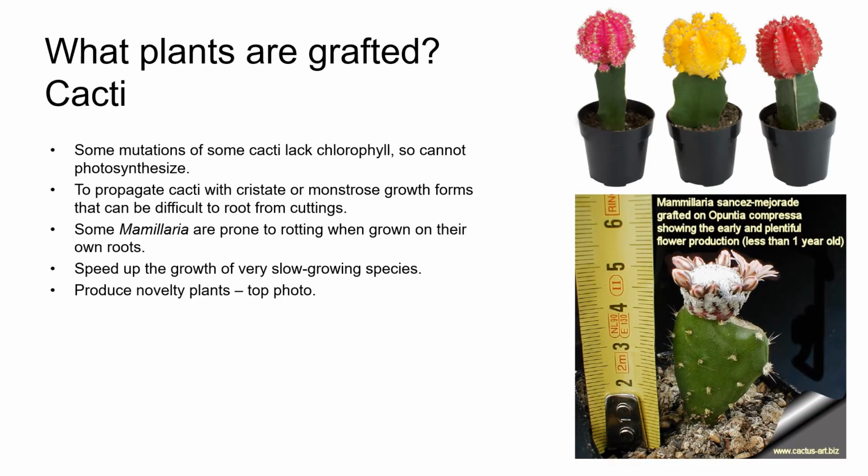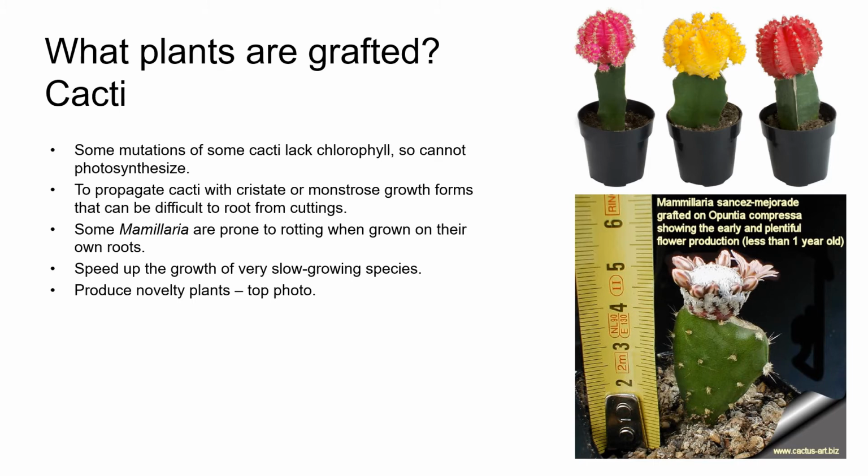Cacti are also sometimes grafted. It may just be to mass-produce novelty plants, such as the ones pictured on the right here, which always seem to be available at Home Depot. But some mutations of some cacti lack chlorophyll, which means they can't photosynthesize, so that means they can't be propagated by stem cuttings. The mutated section has to be grafted onto a rootstock that does have chlorophyll and will be able to provide this photosynthate for the scion that doesn't have chlorophyll.